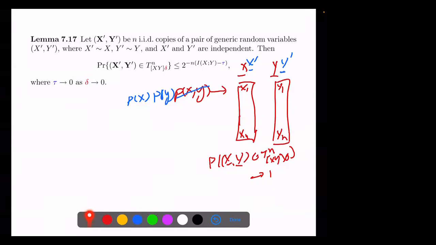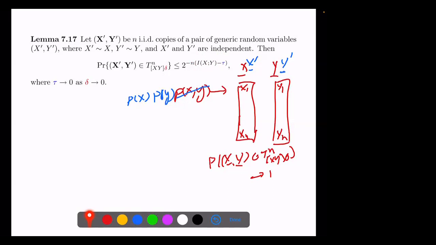This lemma says that the probability that x prime, y prime together form a pair which is jointly typical is at most 2 to the power minus n times (I(X;Y) minus tau), where tau tends to 0 as delta tends to 0. So essentially, the probability that the X prime, Y prime pair forms a jointly typical pair decreases exponentially fast, where the exponent is equal to the mutual information between X and Y.